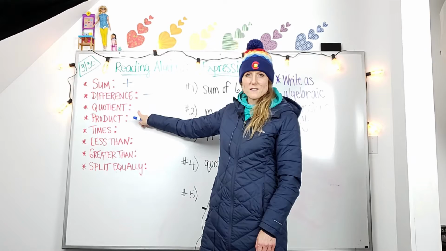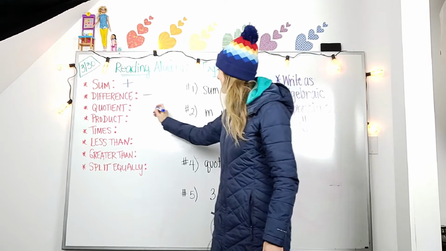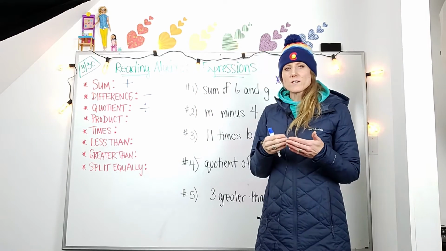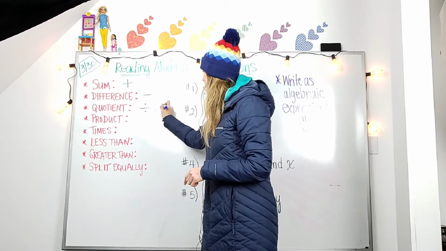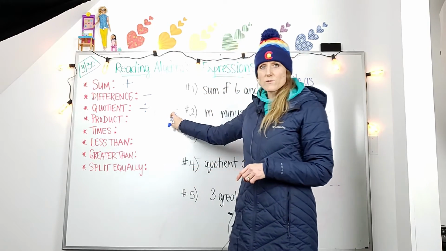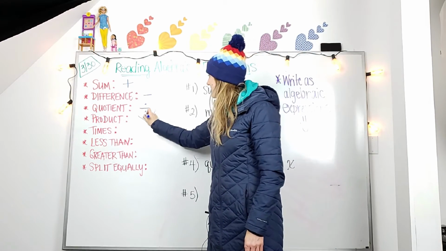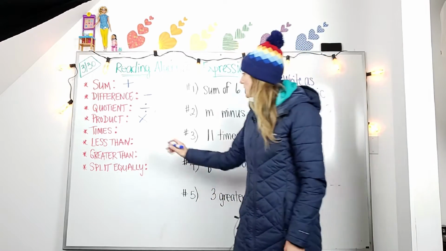Quotient, I'm giving you guys a minute to think about it because you can yell it out as you're watching these videos. That's going to be division. Now what we're going to use for division is going to be the fraction bar. So we are going to change that actually to that little fraction bar. Product is when we multiply, it's multiplication. Times, also when we multiply.